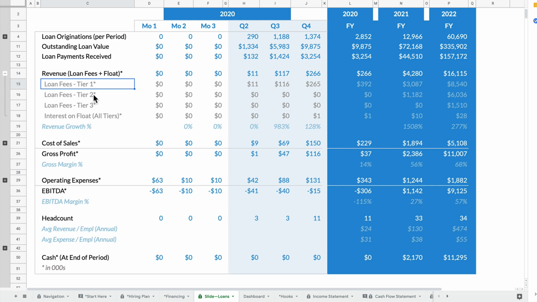They're doing a couple different types of loans, so we set up 3 different types: personal loan, small business loan, and a mortgage. And these each drive different amounts of revenue.